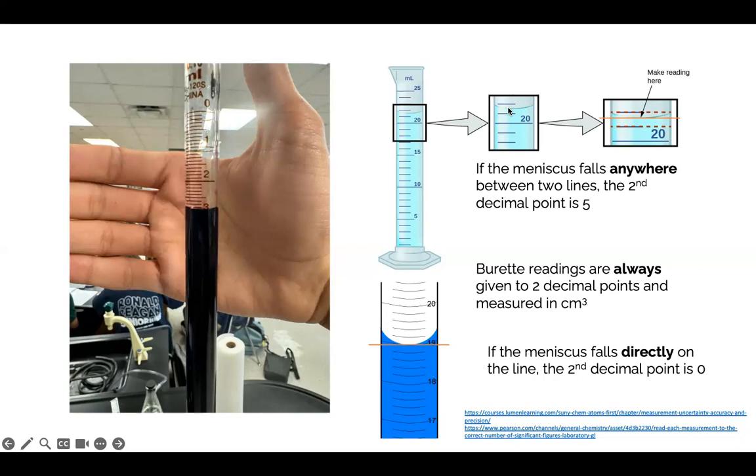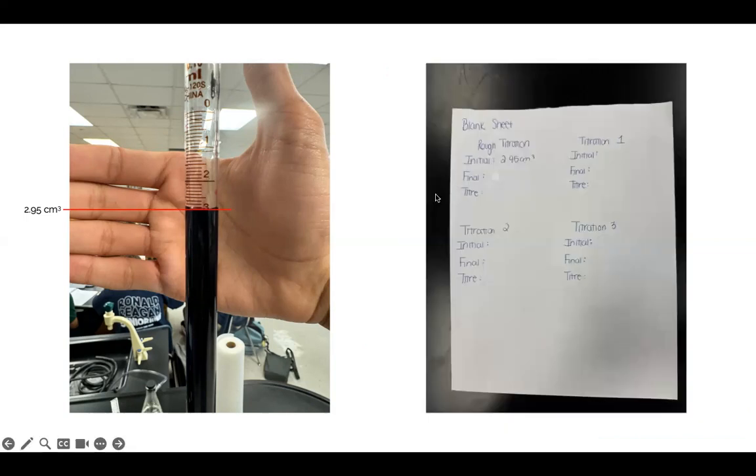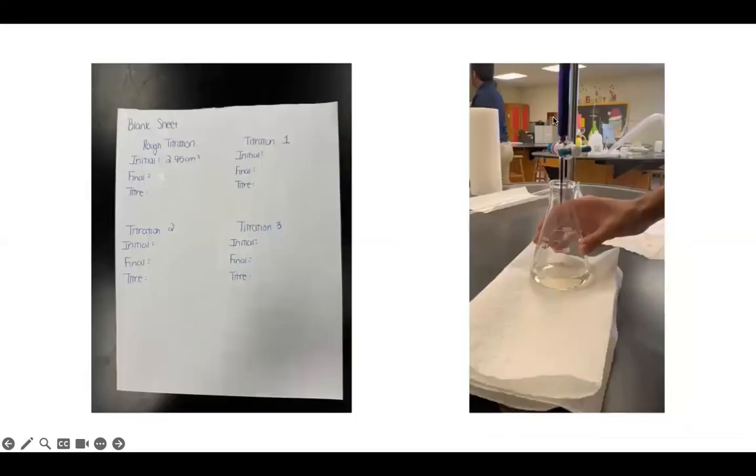In Cambridge, if your reading does not end in 5 or 0, you're not going to get the points. It has to end in 5 or 0. And remember, 2 decimal points and measured in centimeters cubed. So here, we're looking at the bottom of the meniscus. It's between 2.9 and 3, so it's going to end in 5. So the reading is 2.95 centimeters cubed. And then you can write that on your blank sheet: Initial 2.95 centimeters cubed.